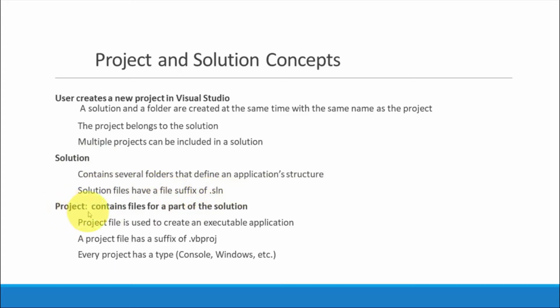Then what is project? Project contains files for a part of the solution. Project file is used to create an executable application in VB.NET. A project file has a suffix of VB. Every project has a type. We will see later how we choose the type of project, console project, Windows projects, and so on.